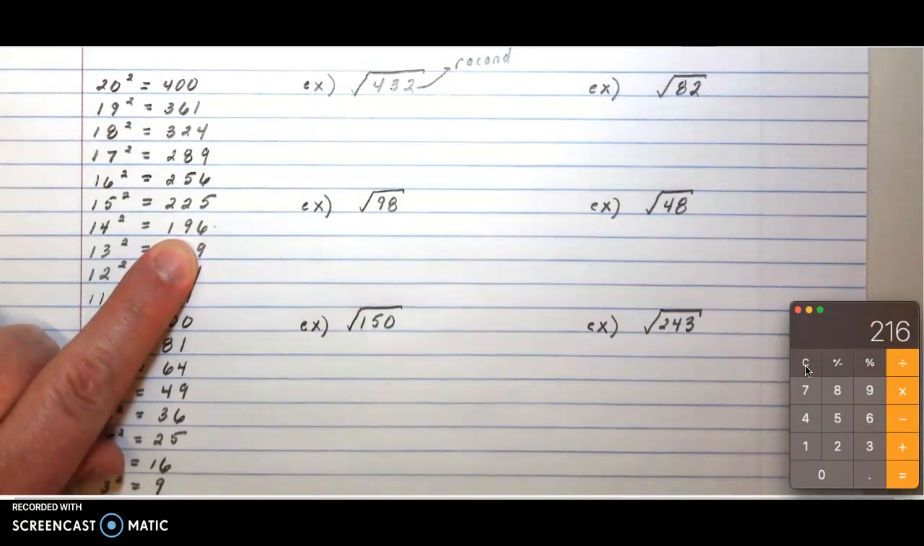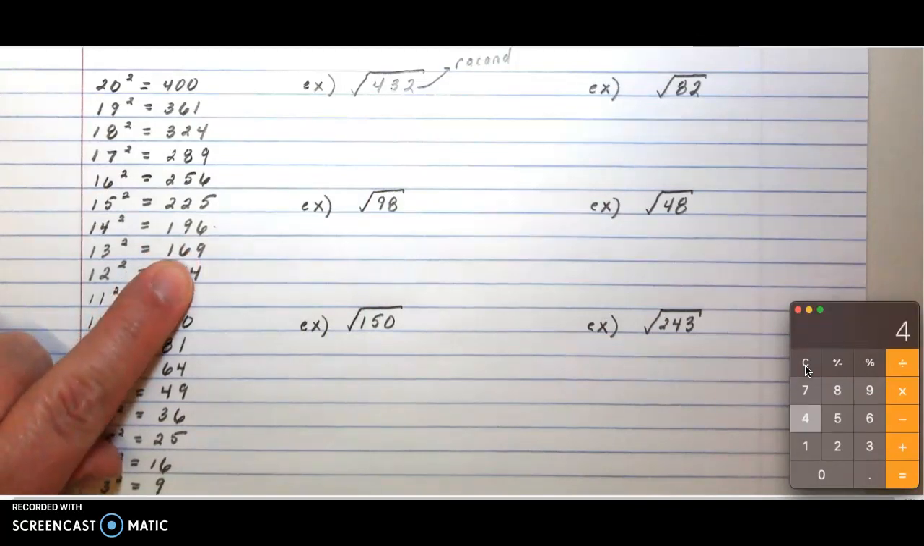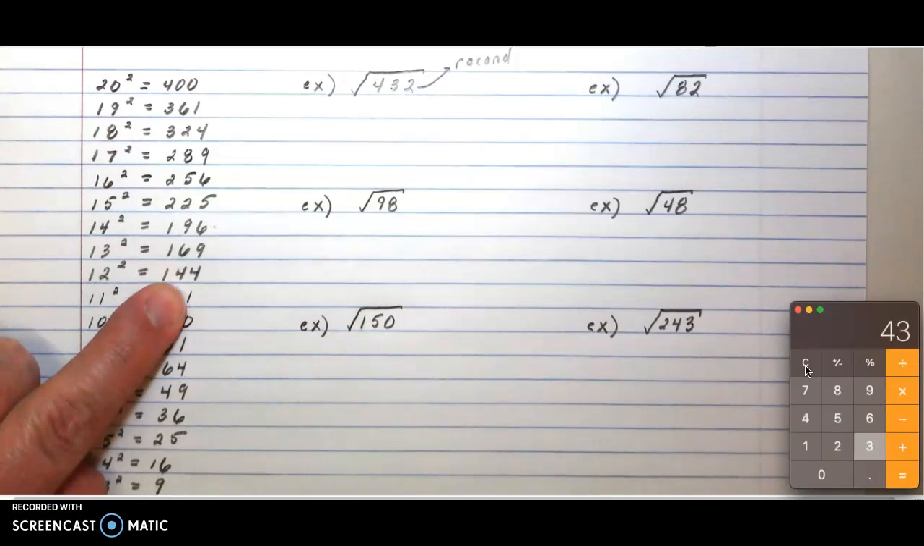And what we're going to do is we're going to take 432 and divide it by 196. So it doesn't go in evenly. So we're going to now try again. 432 divided by 169. Doesn't go. 432 divided by 144. 3 times.